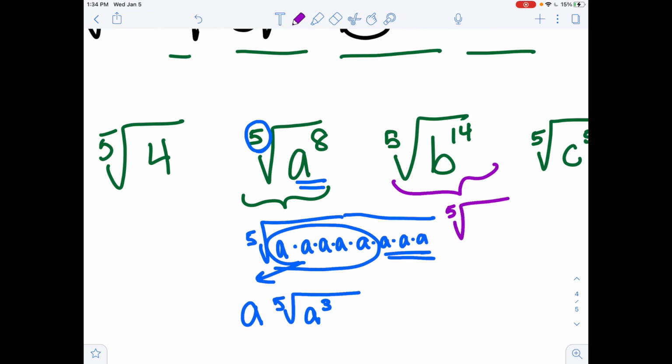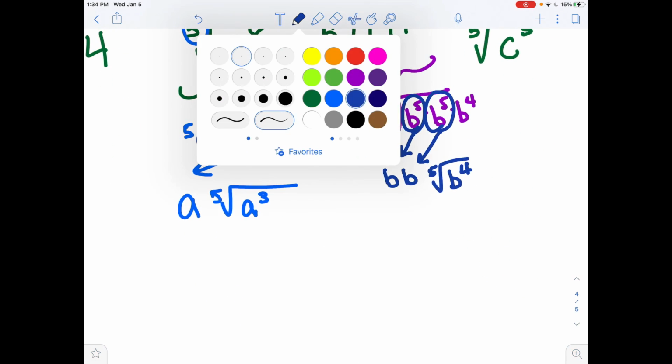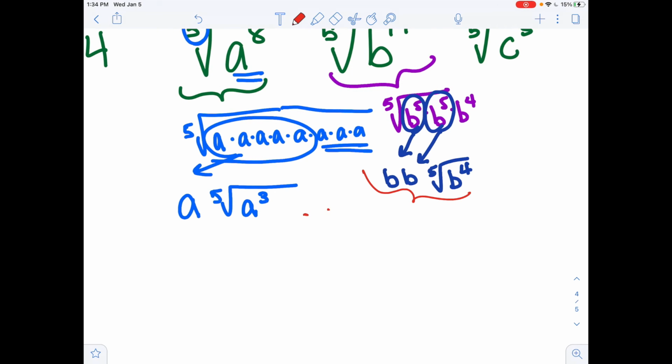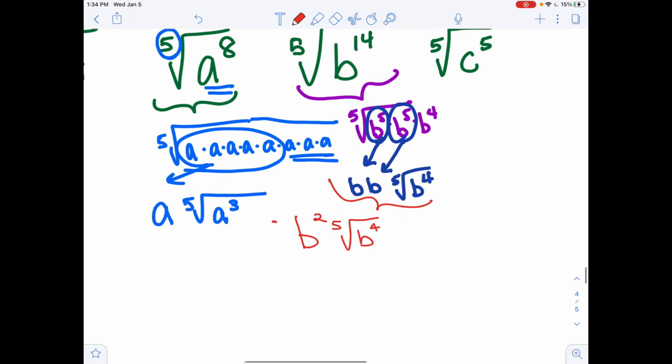This 5th root of b to the 14th, that's like saying b to the 5th times b to the 5th times b to the 4th, right? Because if there's 14 b's, that's like a group of 5, another group of 5, and a group of 4. So I know the 5th root of b to the 5th comes out as a b. The 5th root of this b to the 5th also comes out as a b. And we're left with the 5th root of b to the 4th. So when I go to simplify this, I'm going to say this is like saying b squared times the 5th root of b to the 4th.